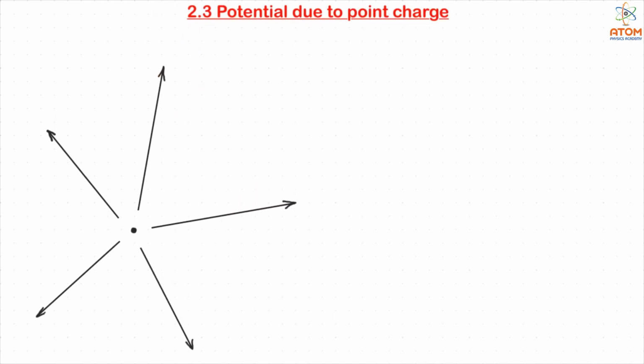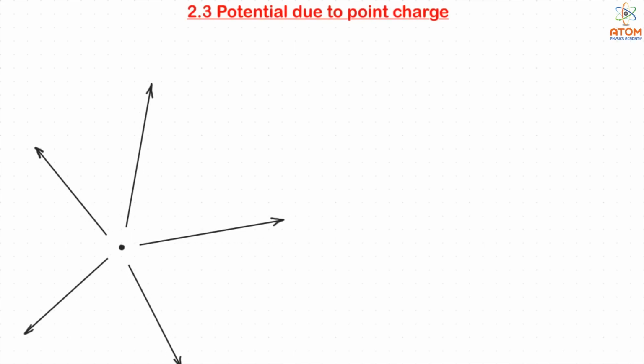Now we are going to derive an equation for potential due to point charge. For this, first of all, I have to choose a point charge. Here is, let us say, a positive point charge, capital Q, and this is the electric field produced by this point charge. In this electric field, somewhere, let us say there is a point P, and I want to find out the potential at this point P.